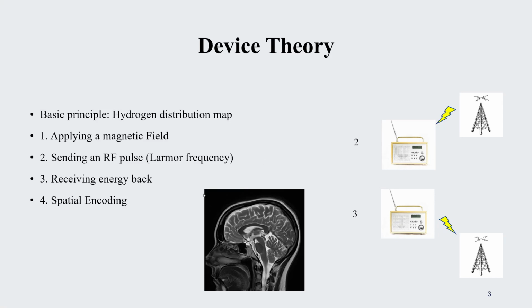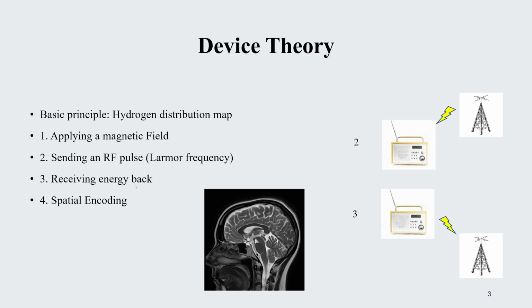An MRI image is basically a hydrogen distribution map, although it can be for different atoms that have an odd number of protons, but most commonly it's used for hydrogen atoms. To get that image, first of all a magnetic field is applied, causing most of the atoms to align with the magnetic field, and then the atoms act as a radio attuned to a certain frequency called the Larmor frequency, which is dependent on the magnetic field strength and a constant that is unique for each atom. After that, an RF pulse is sent at that Larmor frequency, causing the atoms to store energy.